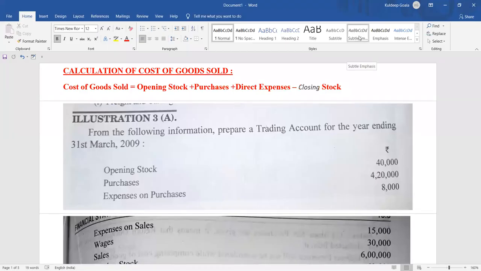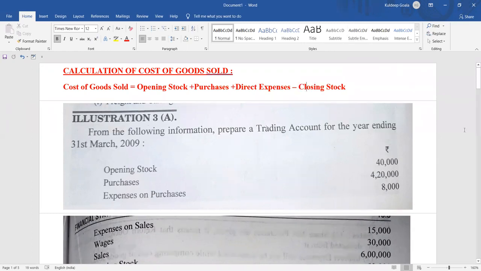In the previous video, we have already seen how to calculate the cost of goods sold. Today, as I have already told you, we are going to see the calculation of gross profit as well as the cost of goods sold using different types of questions.